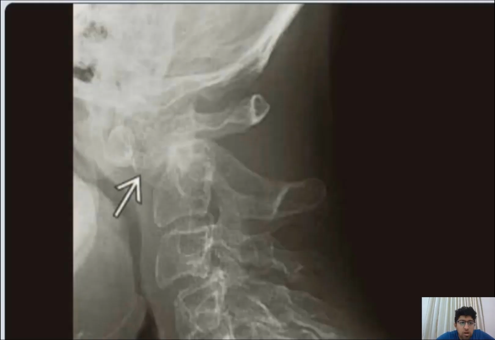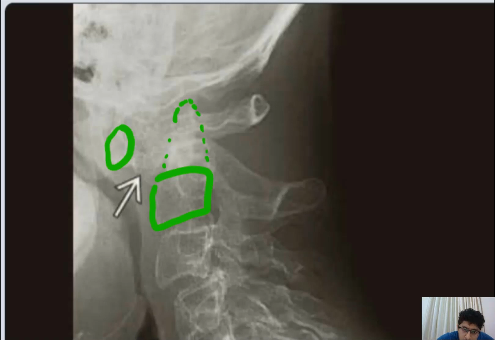In this lateral X-ray of the cervical spine, we can see that this is the C2 vertebral body, this is the anterior arch of the atlas, and this is the odontoid process and the dens. The anterior arch corresponds to the level of the body of the odontoid process, and the dens is moved slightly upwards, though the upper part of the dens is not clearly seen because of the mastoid shadow.